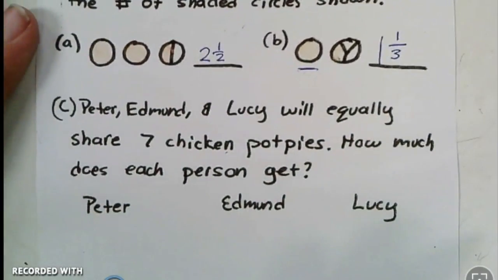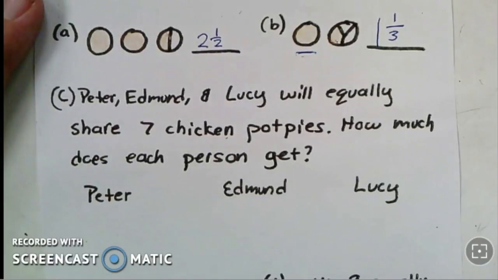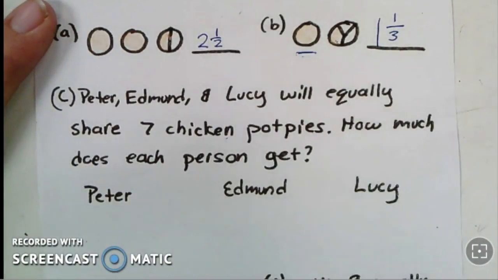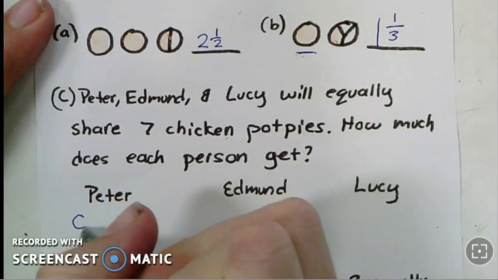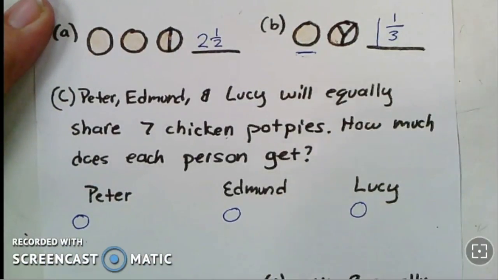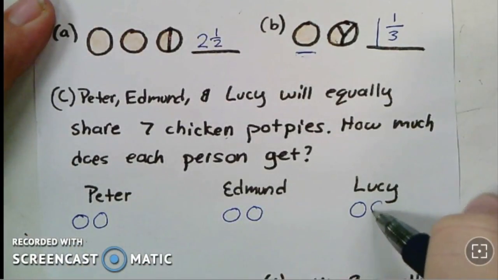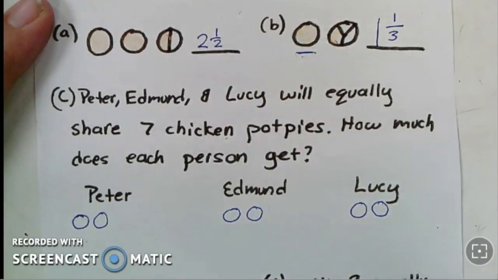Here's a third type of example you might see. Peter, Edmund, and Lucy will equally share 7 chicken pot pies. How much does each person get? So we're going to first draw a picture to help us here. So I have 7 pot pies. Peter's going to get a whole one: 1, 2, 3, 4, 5, 6. They each can get 2 whole pies equally.